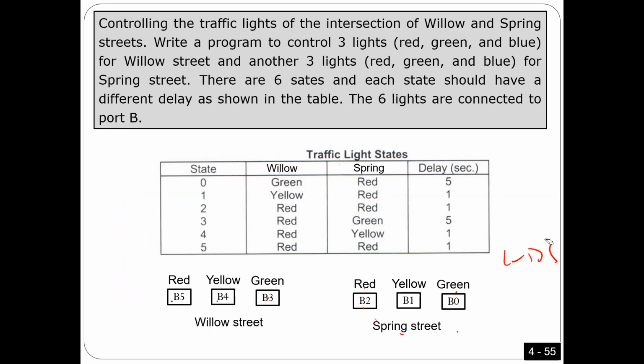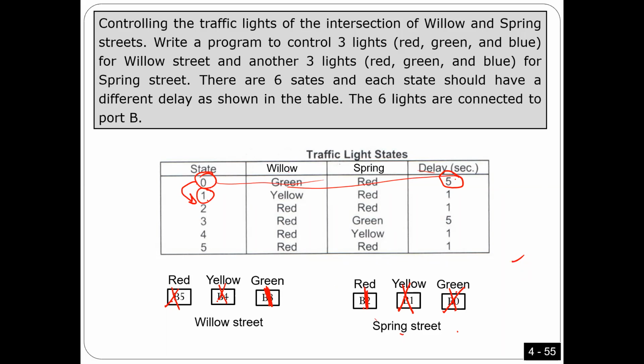Should we have different states? In the first state, state 0, Willow has to be green. If Willow is green, that means this one should be on, and for sure everyone else should be off. If this one is green, this one has to be red, otherwise you are going to cause an accident, right? So if one is green, the other one should be red. This is one state, green and red, and it has to stay for 5 seconds. After 5 seconds, I'm going to move to the next state, which is state number 1.